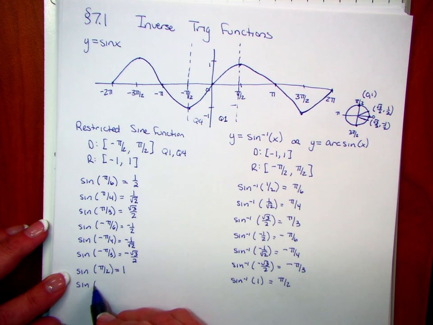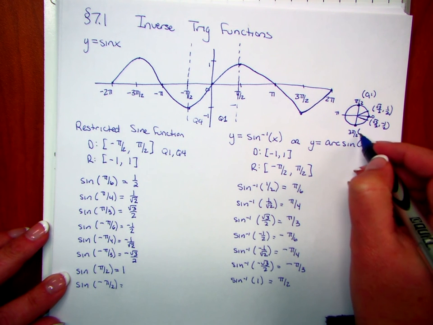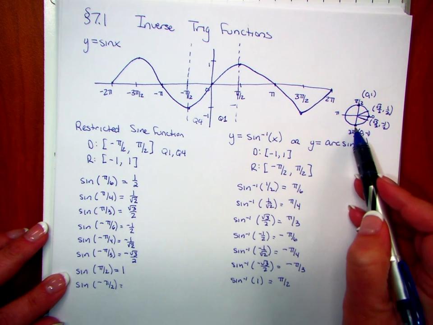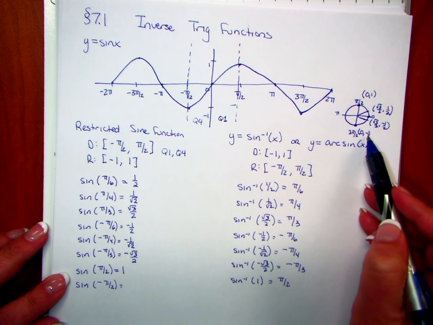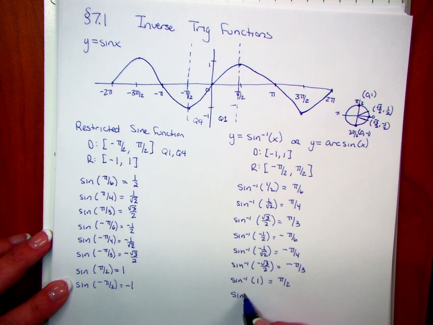We know that sine of negative pi over 2, if I were to get that point on the unit circle at negative pi over 2, the point on the unit circle is 0, negative 1. So sine of negative pi over 2 is negative 1. Therefore, sine inverse of negative 1 is negative pi over 2.